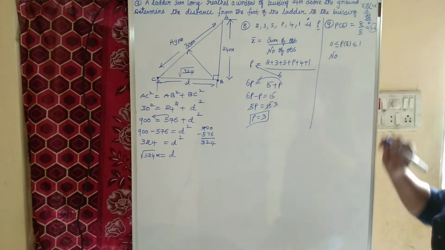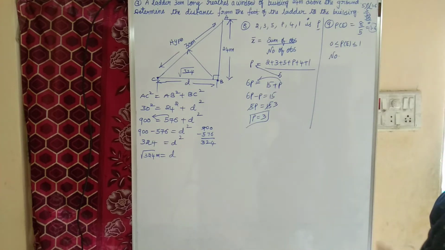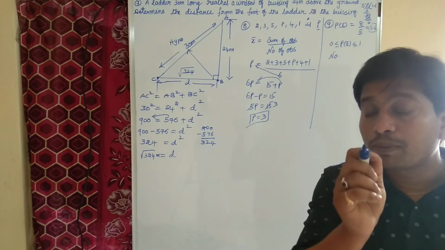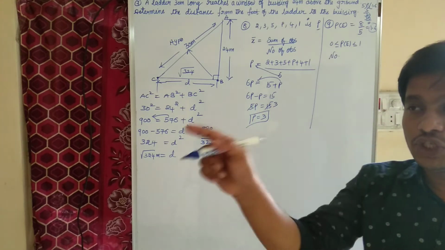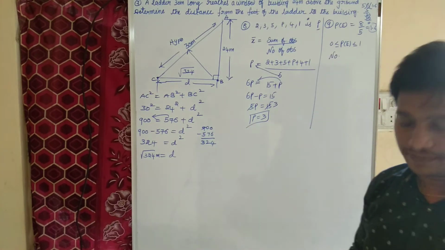No, I don't agree with him. And you need to mention over there: probability of an event always lies between 0 and 1. That is the correct answer.